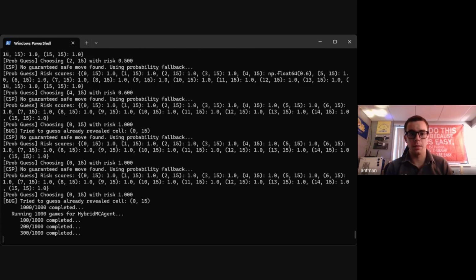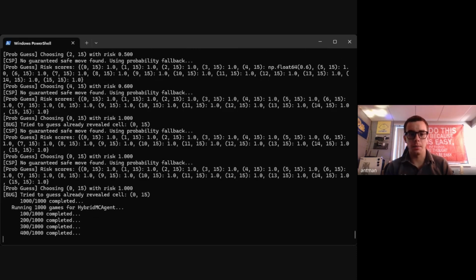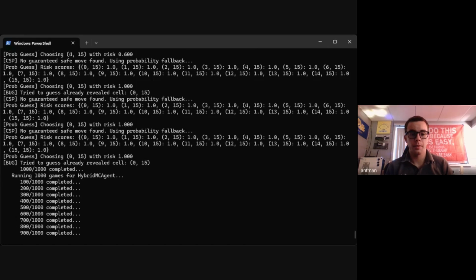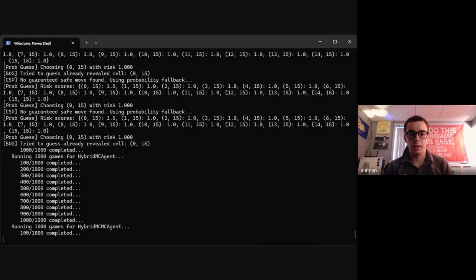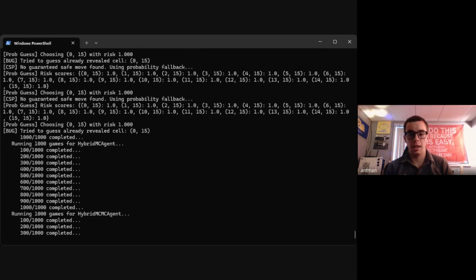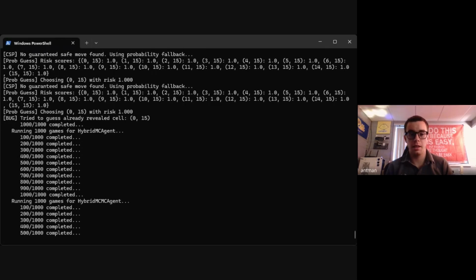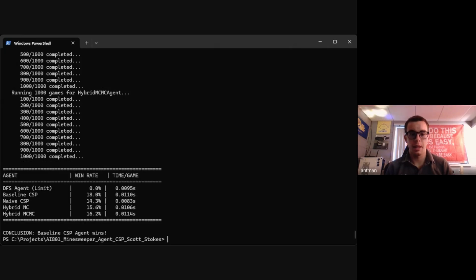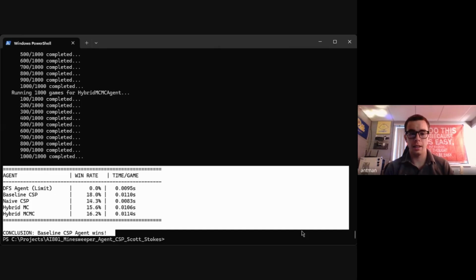This is another CSP that just finished. Now up next is our hybrid MC agent, the Monte Carlo agent. And lastly, our hybrid MCMC agent, which is our Markov Chain Monte Carlo agent. As you can see, we had very similar results to what we had in the presentation earlier, where the baseline CSP agent actually wins over all of the other agents.